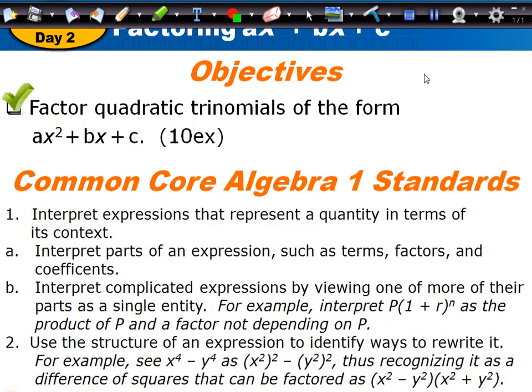Alright, so our objective for today was to factor quadratic trinomials of the form ax squared plus bx plus c. Hopefully now we can do that. We only had 6 examples instead of 10. We are going to look at one in class tomorrow before you get started on your assignment.